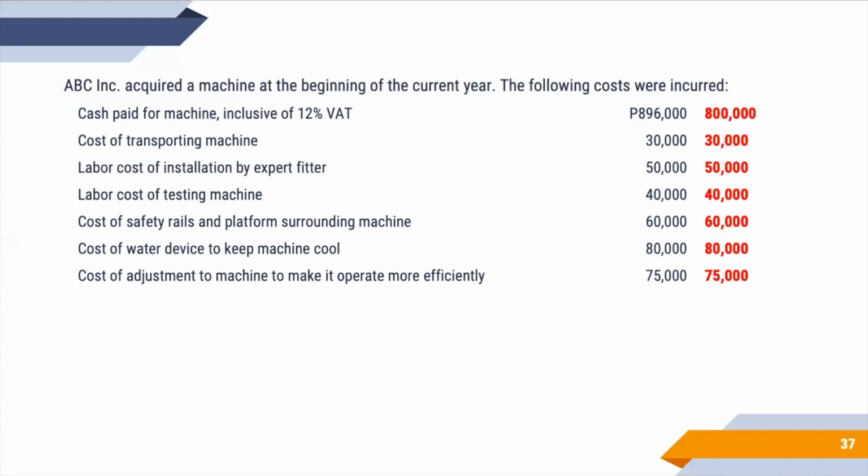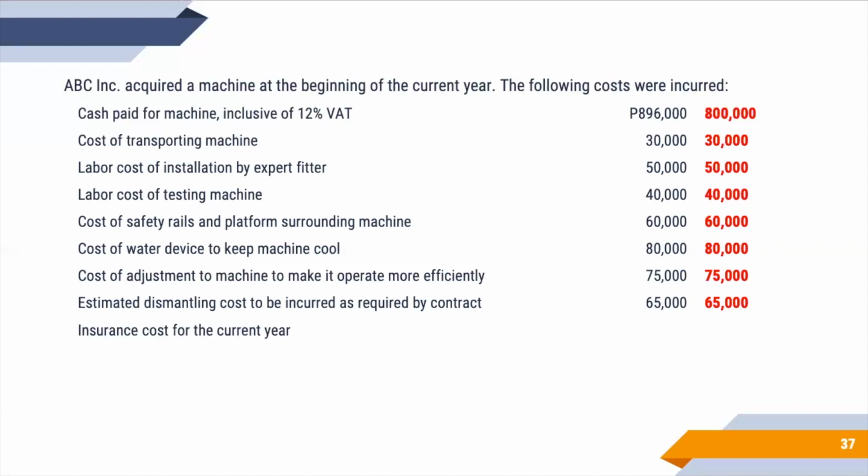Capitalize 75,000. Estimated dismantling cost to be incurred as required by contract, 65,000. Capitalize 65,000. Insurance cost for the current year, not during transit, 15,000. This will be expensed. Cost of training personnel who will use the machine, 25,000. This is also expense. So that's it for our initial measurement under special cases of acquisition, either for land and building or for machine. So that's the end of our video.